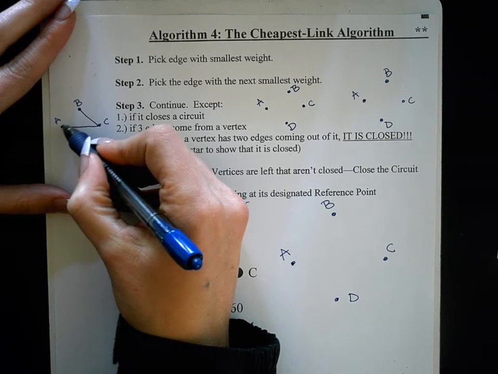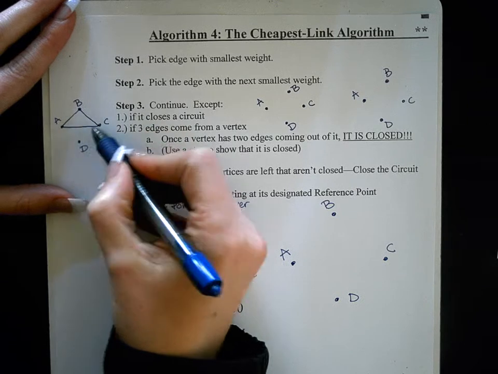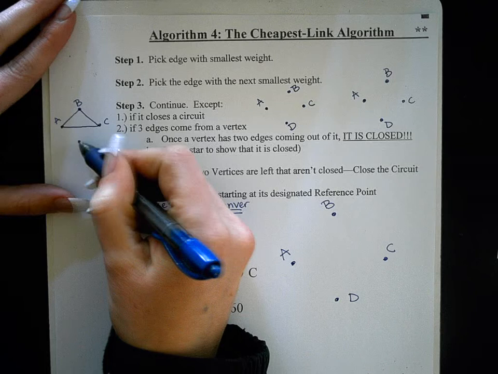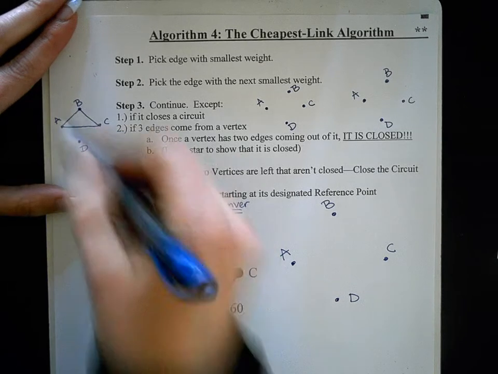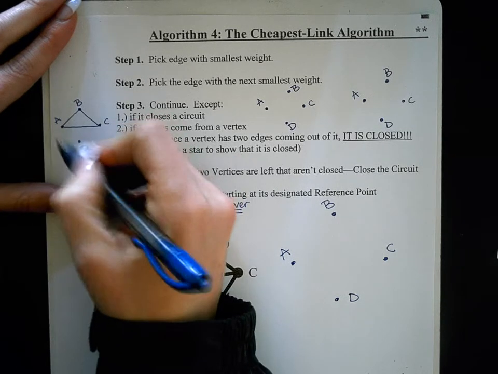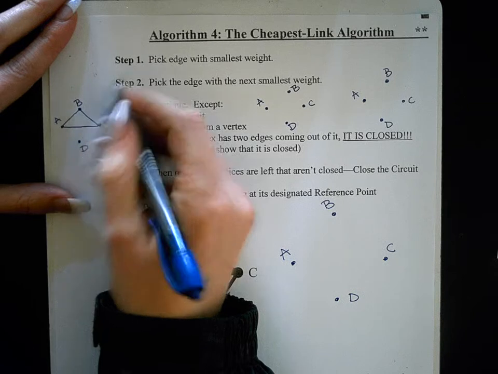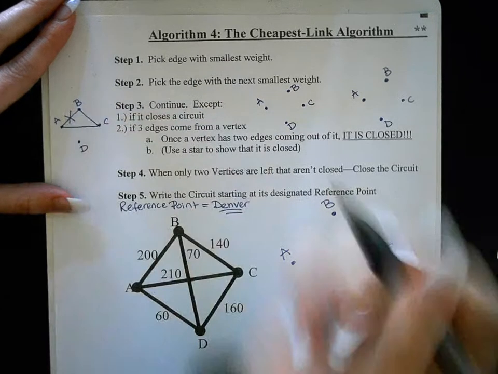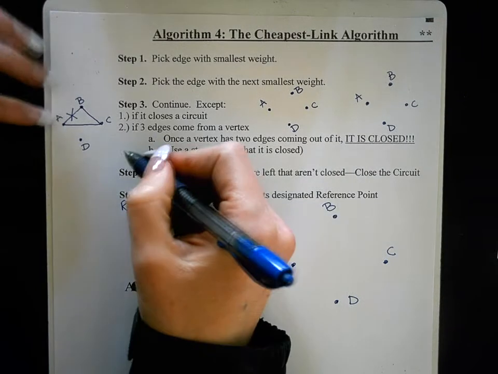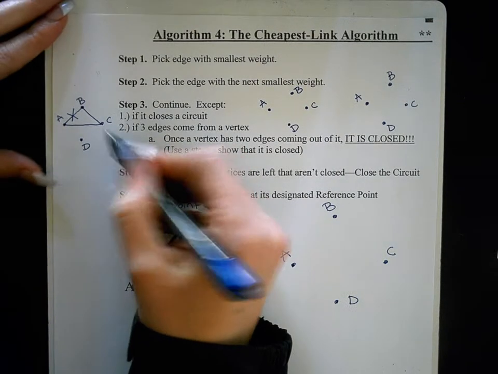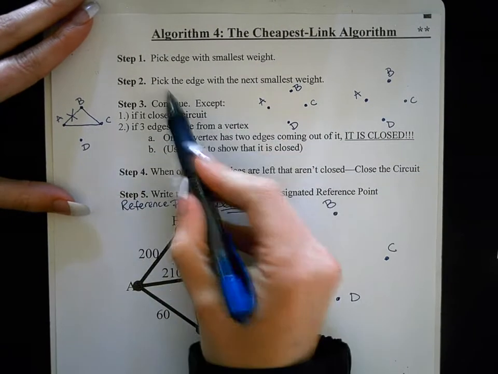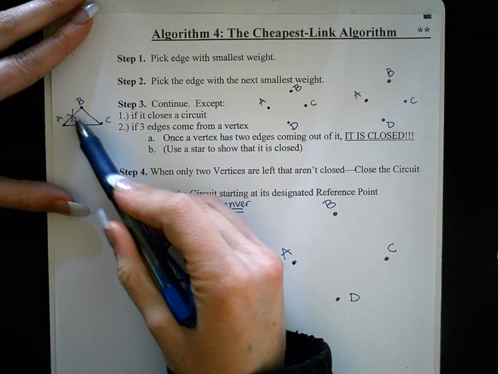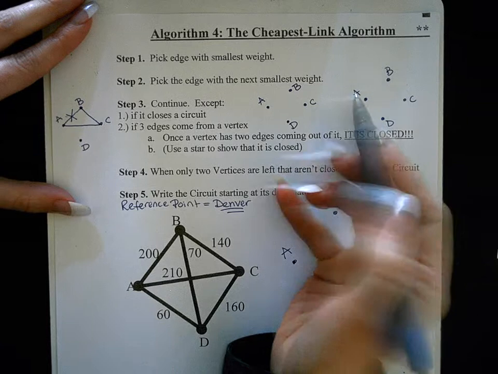But what happens is when we choose AB, we close the circuit and we're never able to get to vertex D, and we need to get there. So what that means is that even though AB would be the next edge with the smallest weight, we are not going to pick that edge because it would close the circuit. So that would mean that the edge AB is not an option. So we continue picking the edges with the smallest weight, except if it closes a circuit, then that means that edge is not an option. We go on to the next one.